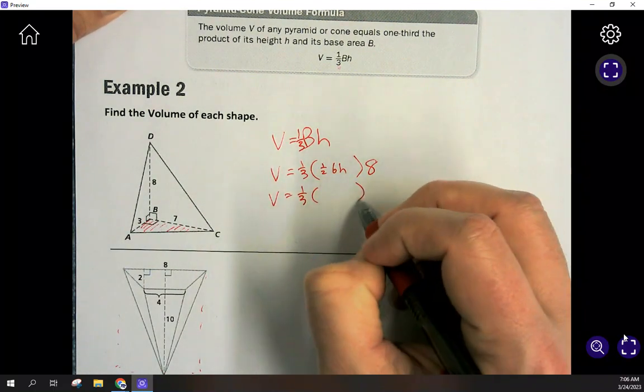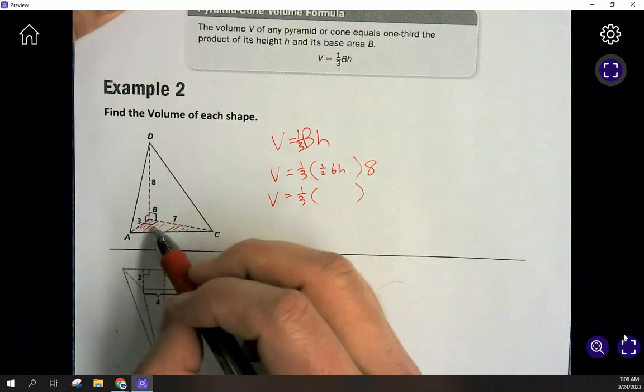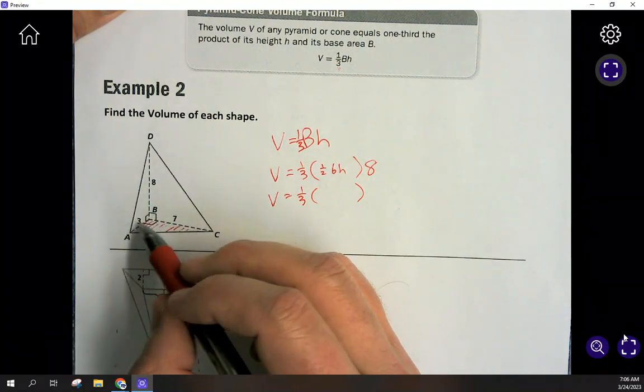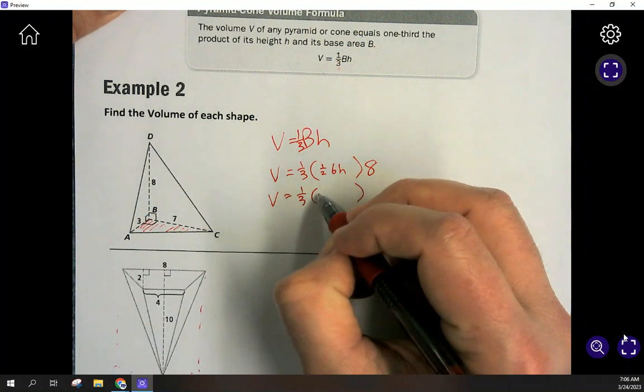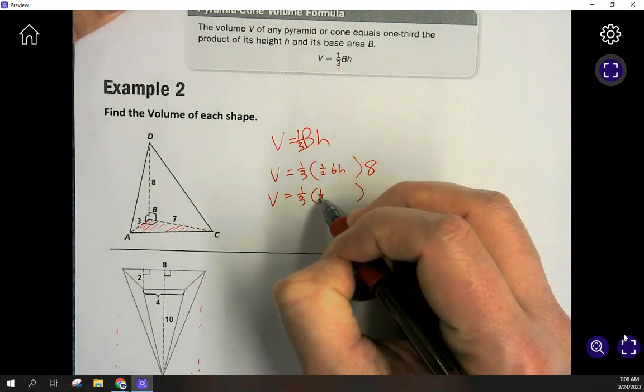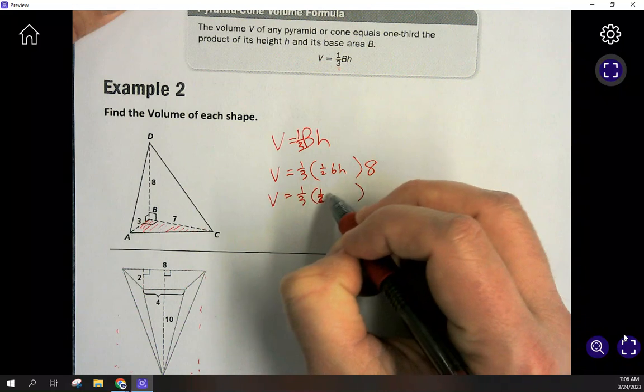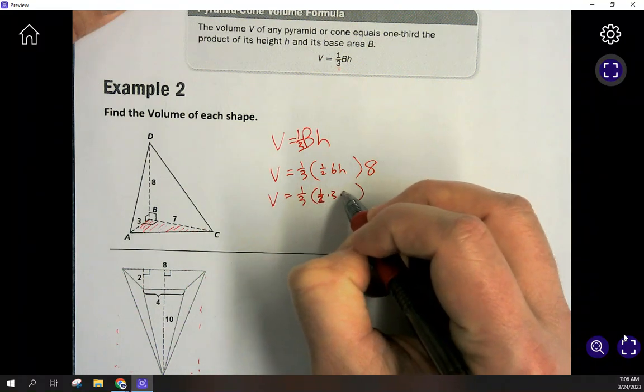Now we can start plugging in. We're just looking at the two-dimensional base here. Remember, the base and the height have to hit at 90 degrees. So it's 3 and 7 for my base and my height. 1/2 times 3 times 7.